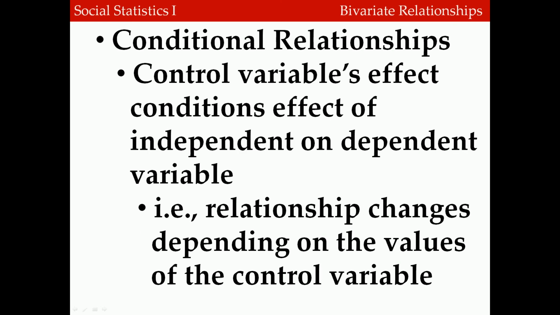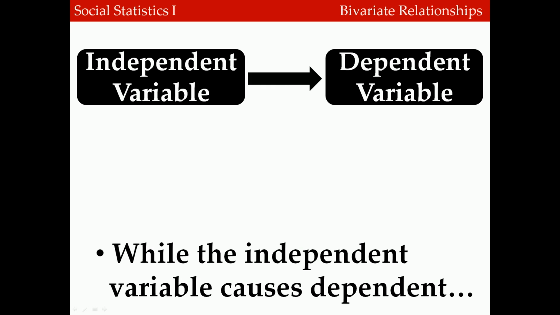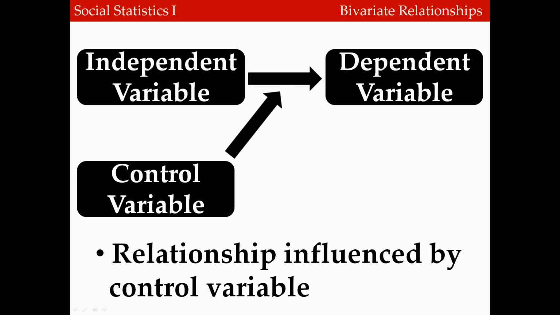Onto a conditional relationship. This is one where the control variable's effect conditions the effect of the independent variable on the dependent variable. That is, the relationship changes depending on the values of the control variable. So it's not that an independent variable directly causes a dependent variable, but that a third variable is conditioning that relationship and influencing it so that it takes on a particular value for one value of the independent variable, but a different value for a different value of the independent variable.